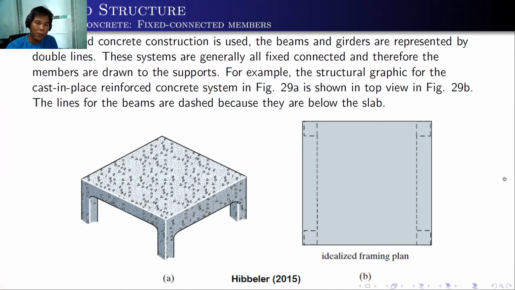For the reinforced concrete, usually these are fixed connected members. The beams and girders are usually represented by double lines. These systems are generally all fixed connected and therefore the members are drawn to the supports. For our example, the structural graphic for the cast-in-place reinforced concrete system, as shown in the top view, and the lines for the beams are dashed because they are below the slab. So as you can see, there are two girders supporting the slab at the top.